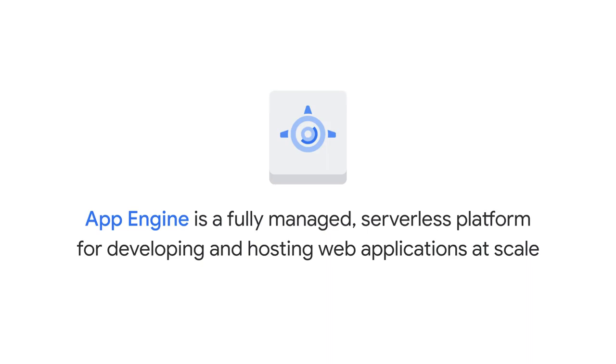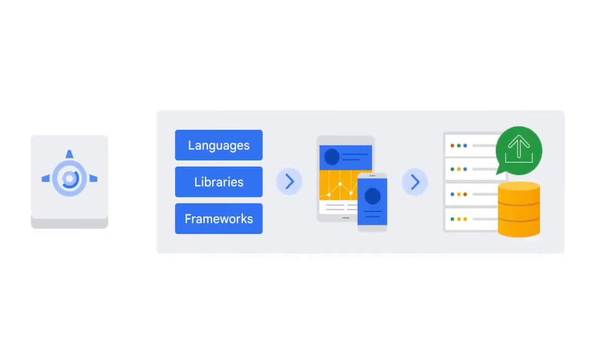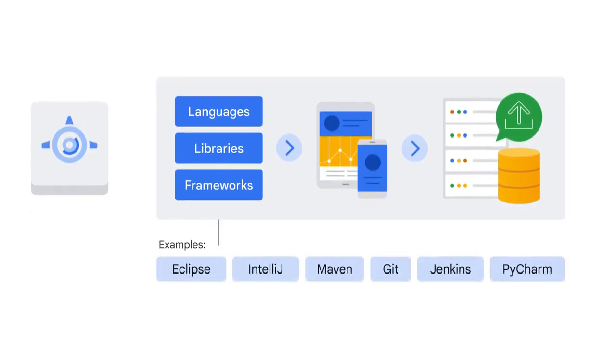So, how does it work? With App Engine, you can choose from popular coding languages, libraries, and frameworks to develop apps with tools you're familiar with, and then automatically provision servers and scale app instances based on demand. This means you can upload your code and Google will manage your app's availability. Coding options include Eclipse, IntelliJ, Maven, Git, Jenkins, and PyCharm.